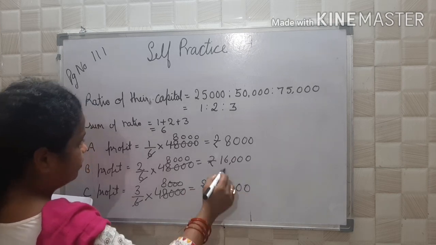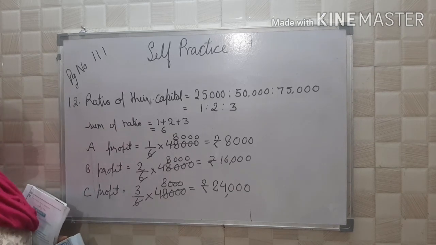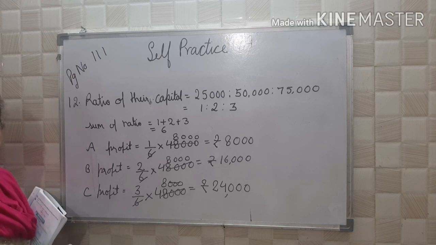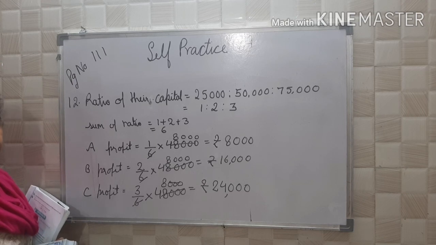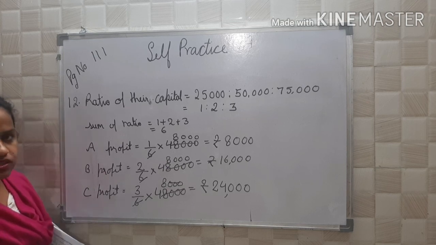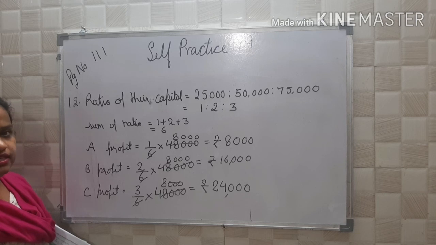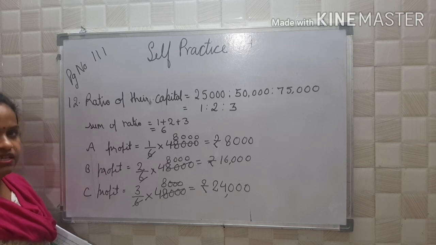So what are their profits? In which ratio will they get it? So firstly you will find the ratio of their capital. What is the ratio of their capital? 25,000, 50,000 and 75,000, which can be reduced by 25,000 for all three. So the ratio is 1:2:3. Now sum of ratio is 1 plus 2 plus 3, that is equal to 6.